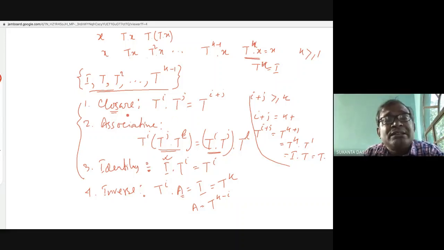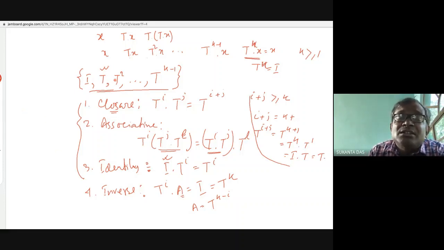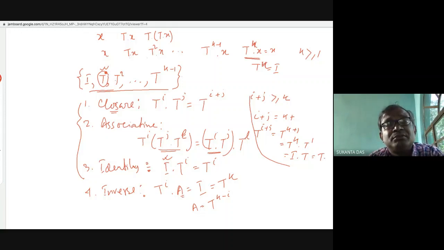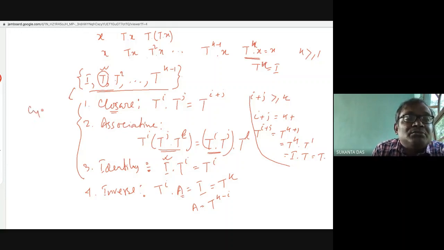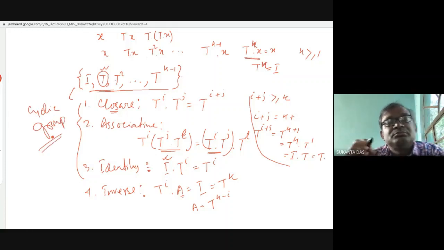So here you can see that all the elements of this set are generated by, say, this T. From T you can get T squared, just by multiplying, then T cube, and then up to T to the power k minus 1, and then I is T to the power k. So actually it forms a cyclic group, right? So a cyclic group is formed.